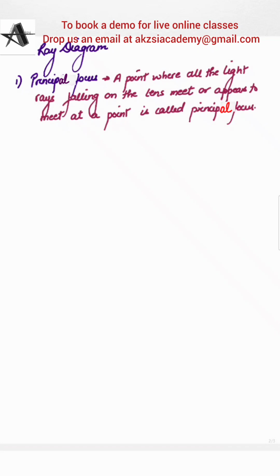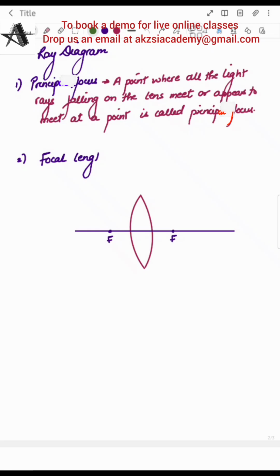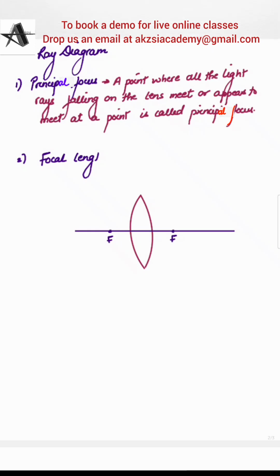Next is focal length. Let me draw the diagram for better reference. So this is the diagram. This line that is passing through the middle of the lens is actually an imaginary line. Just like when we were doing reflection, or in refraction, the normal was an imaginary line. Similarly here, this principal focus is also an imaginary line.